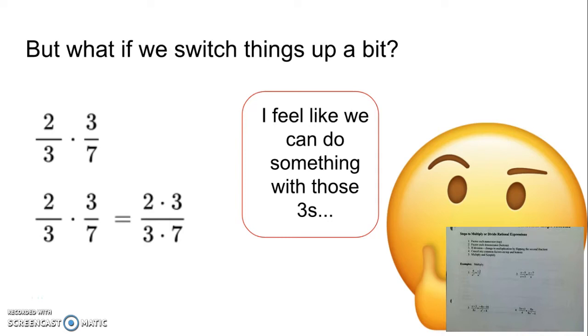So what if we had a problem like 2/3 times 3/7? So 2 times 3 divided by 3 times 7. And most of us are looking at those 3's and saying, hey, wait a minute, I think there's something we can do with those. And it turns out that that's true. We've seen already that we're looking for common factors in the numerator and denominator. 3 divided by 3 is just 1.